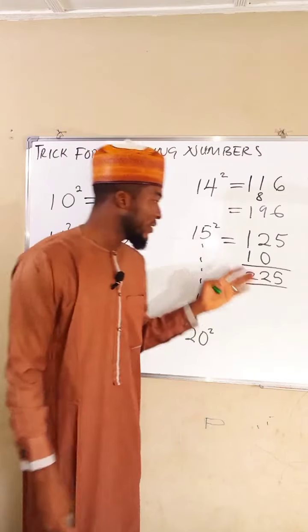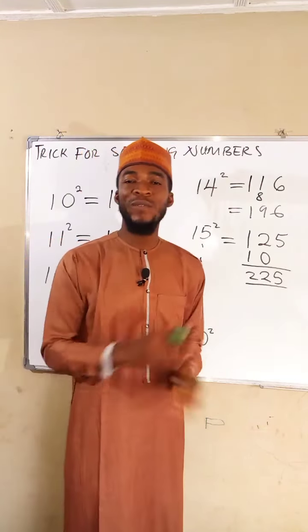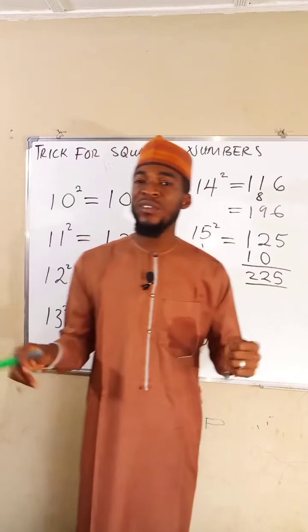So you can do the rest, 16, 17, 18, 19, 20. You shall obtain their squares without wasting much time.